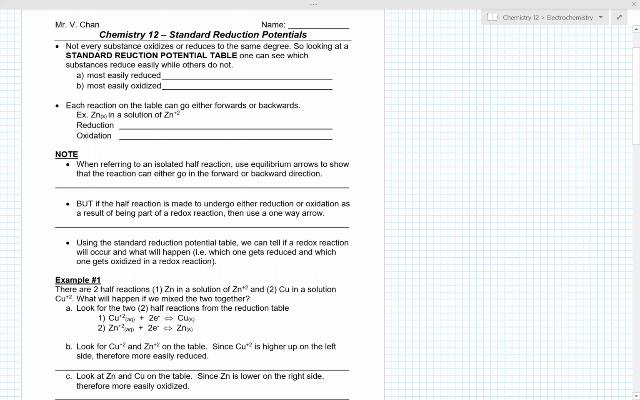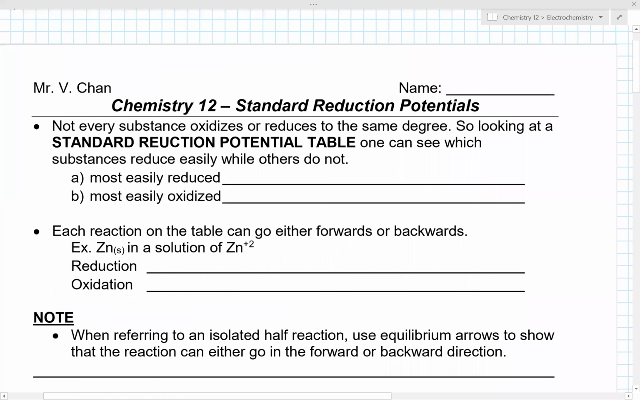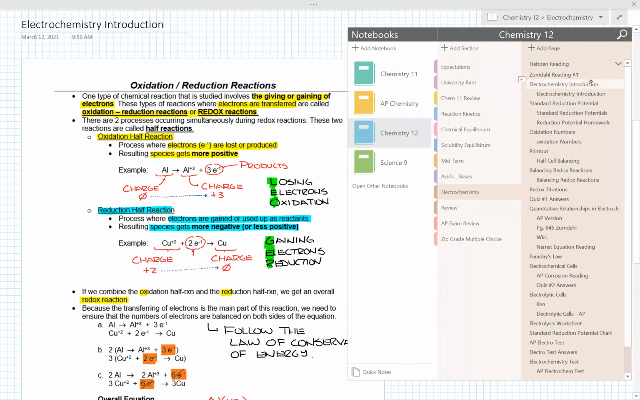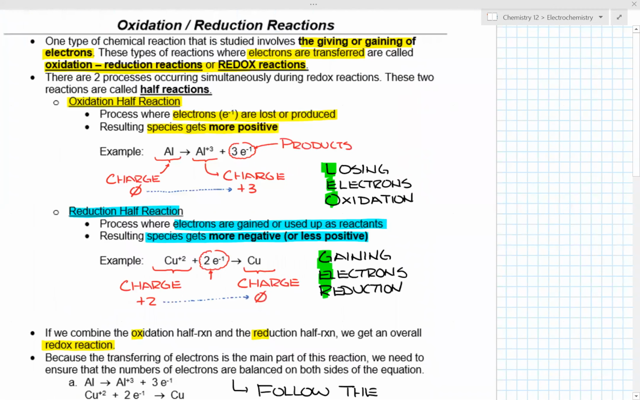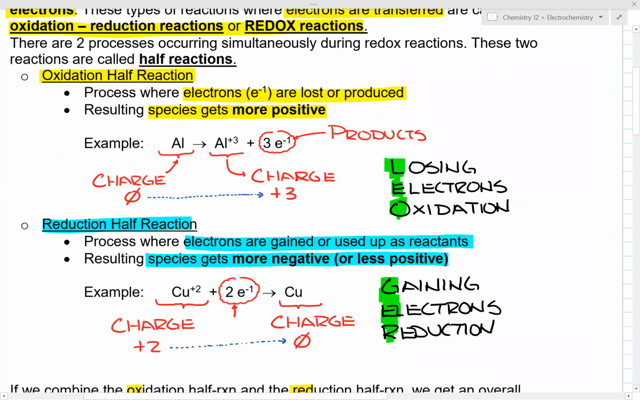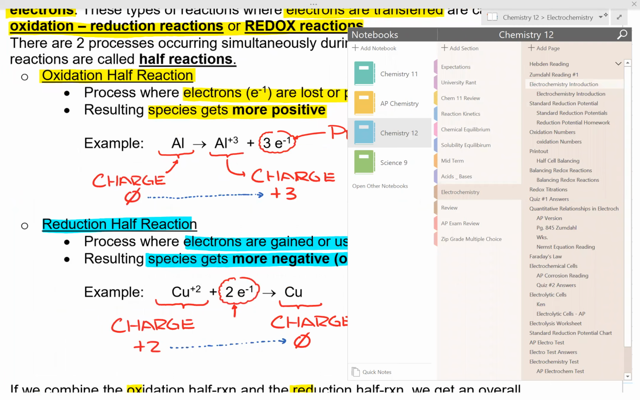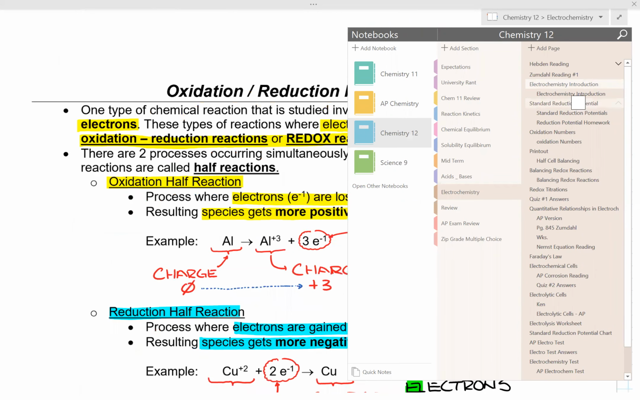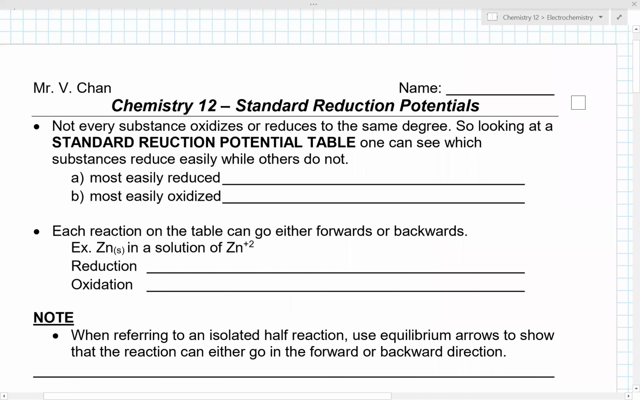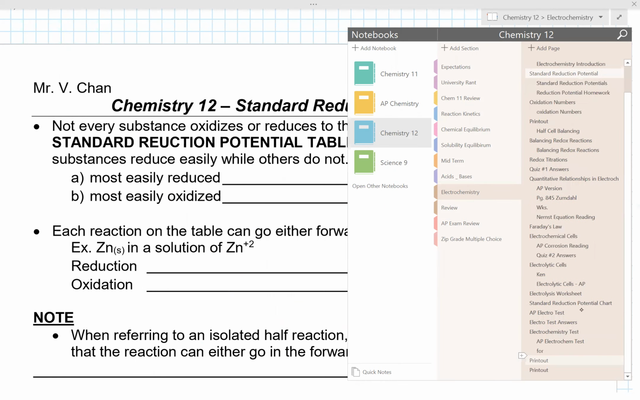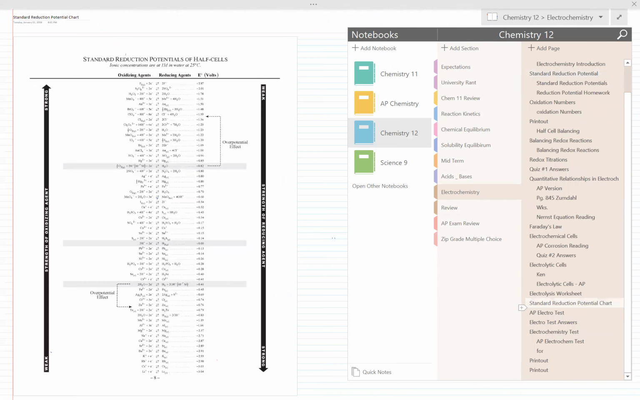And today I wanted to talk about standard reduction potentials. We talked about oxidation and reduction in last day's lesson. Recall that we have a species that undergoes oxidation and a species that undergoes reduction. One thing to be aware of is that not every substance oxidizes or reduces to the same degree. Looking at the standard reduction potential table, one can see which substances reduce easily while others do not. In your data booklet, you have this standard reduction potential table.